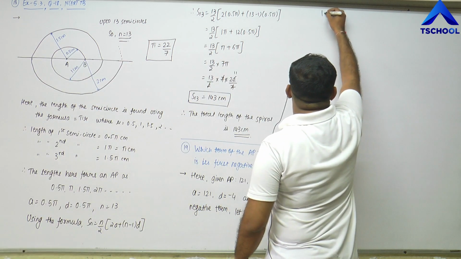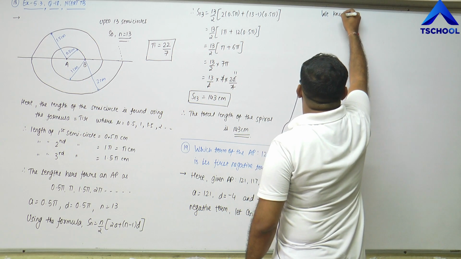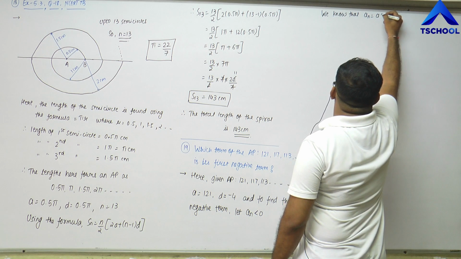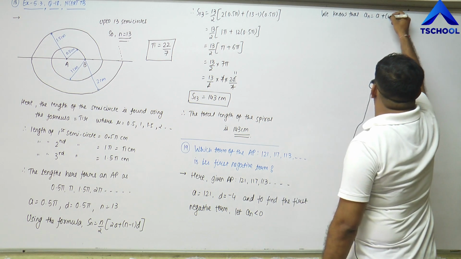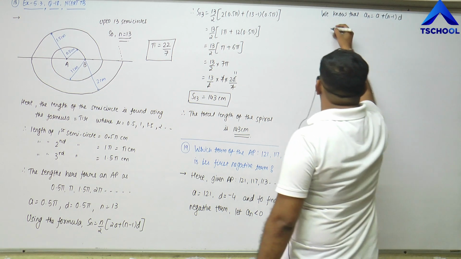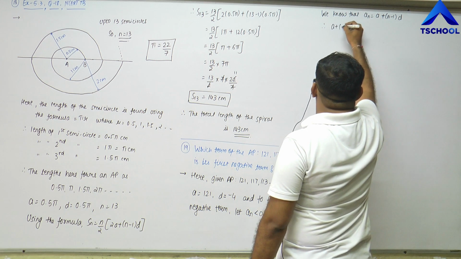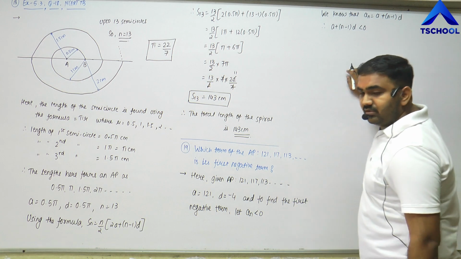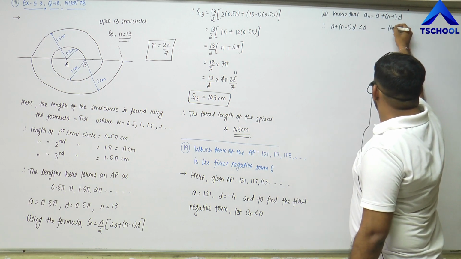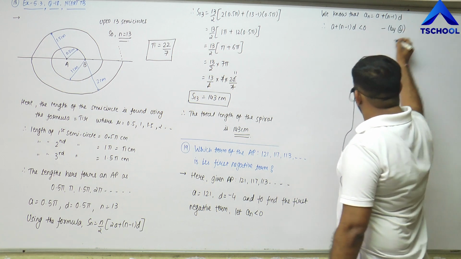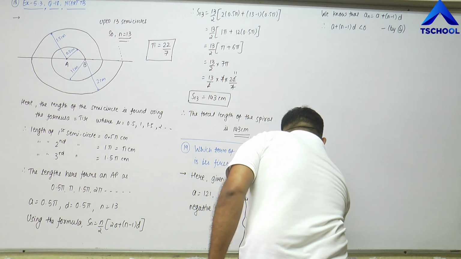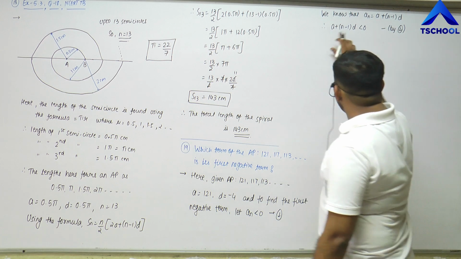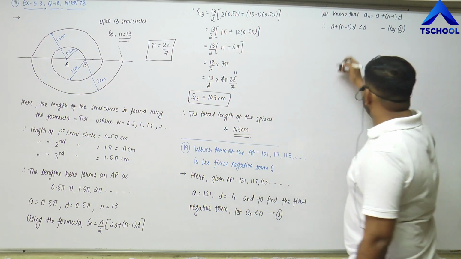We know that an equals a plus (n minus 1) into d. Therefore a plus (n minus 1) into d is less than 0, using this fact. Here let this an be less than 0. That is the first equation for our reference. We have a and d, put it here.